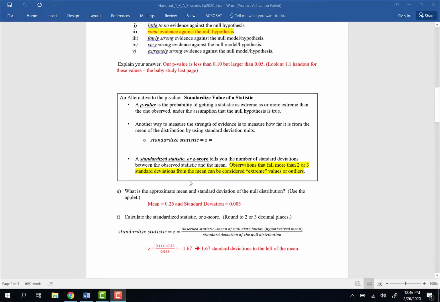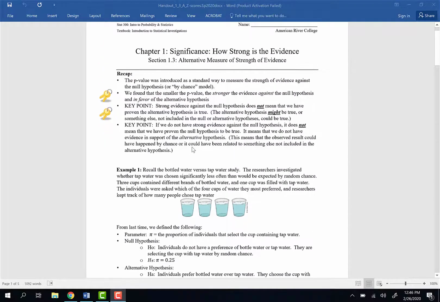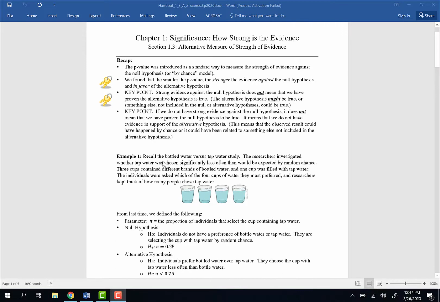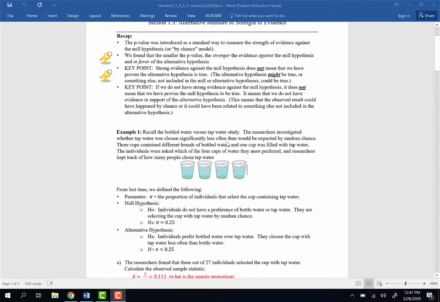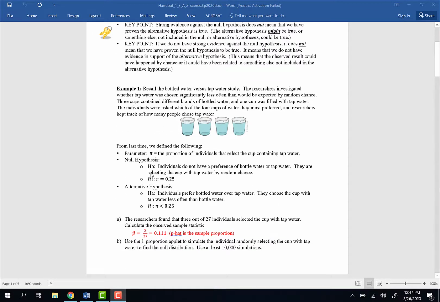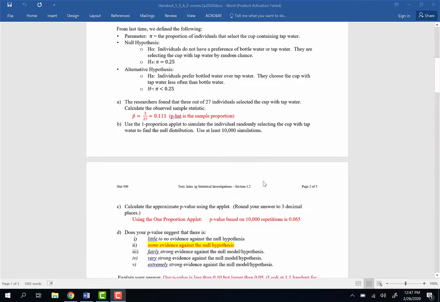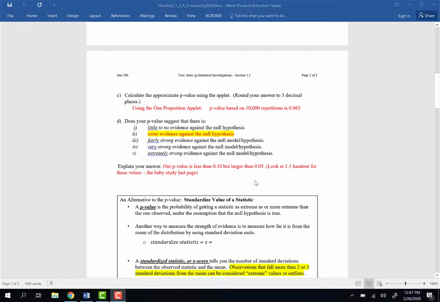So in this particular handout I posted the key already in the modules. If you haven't seen it yet, you should definitely go there and look for it. We recap in here two of the examples we did: the water bottle versus tap water study, and also the baby study. As you go through, you see that I recap what we did with p-value, and p-value gives us one way to make a conclusion about whether we have statistically significant data or not. And the other way is the standardized statistic.